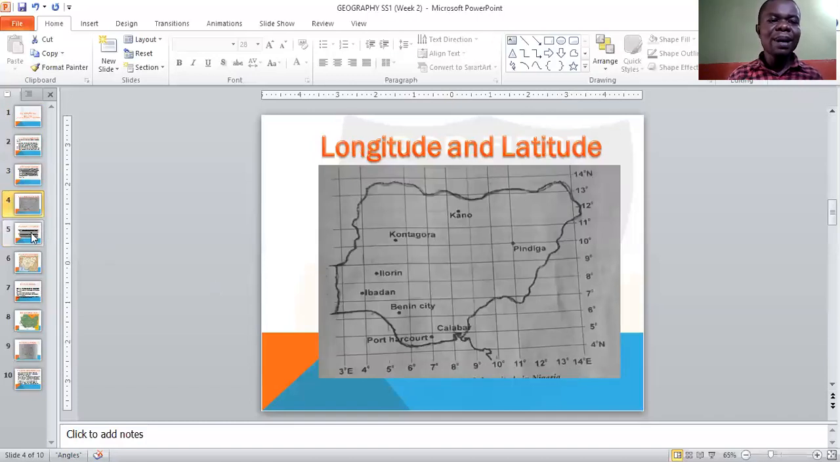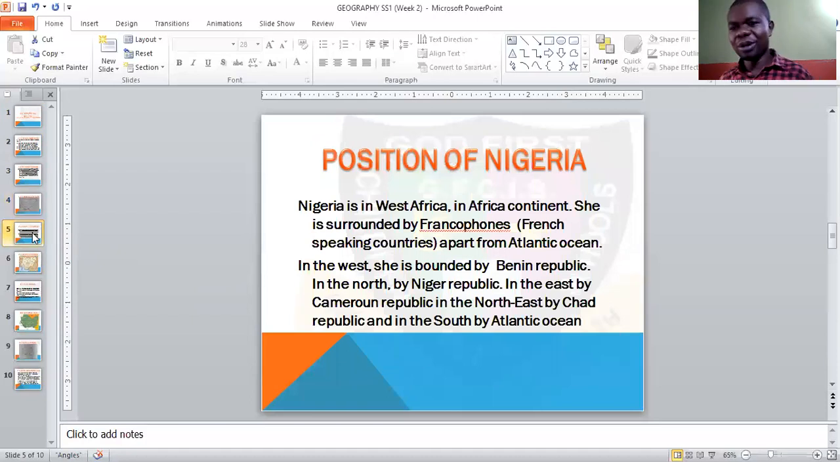Then we need to look at another thing, the position. Where in your classes you have first position, second position. This is where this person is seen. Academically, this is where you locate this person, where you say this person is. Position of Nigeria.